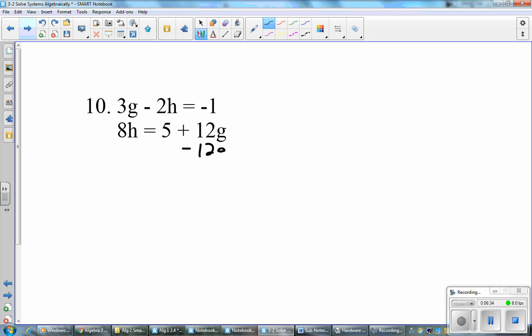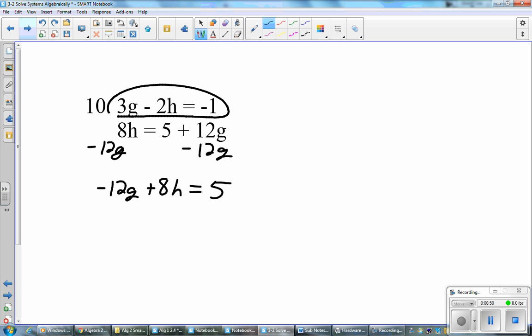minus 12g to both sides and write an equation of minus 12g plus 8h equals 5. And now we'll have to be able to combine it with this top equation in standard form, and we can eliminate. So now we'll look at which term do we want to eliminate. We have the two options. We can get rid of the g, multiplying this times 4, or the h. I'm thinking, let's get rid of the h.